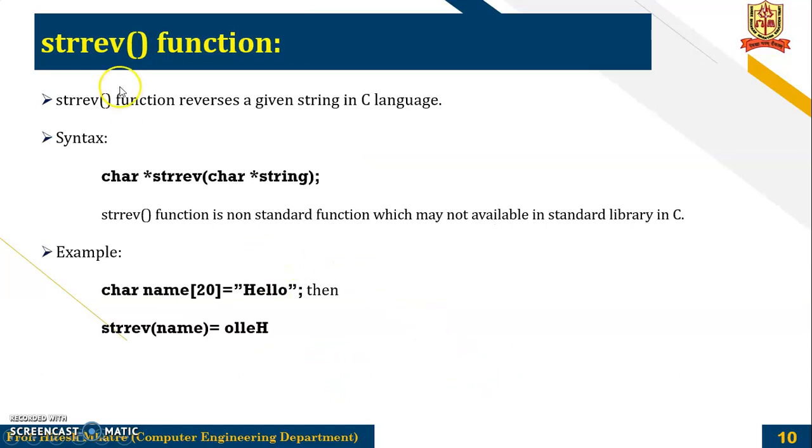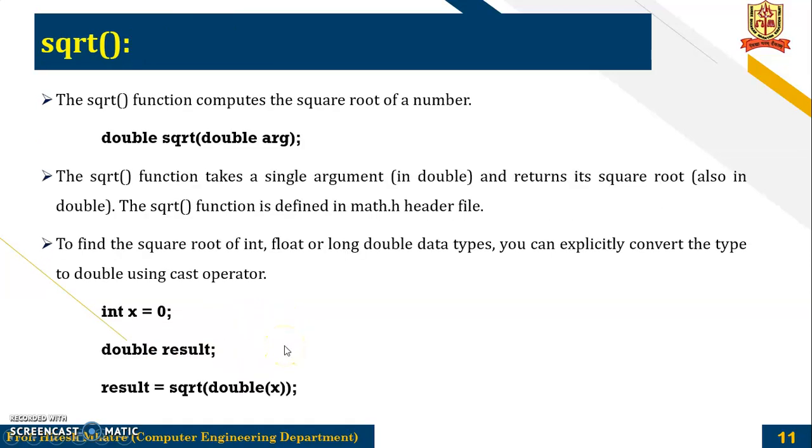Then string reverse. Now this function is used to reverse the string. Whatever string is provided, it will give you the reverse order of that string. So here, say char name, we have written hello, then strrev, that is reverse, and then name. It will return the string in reverse order. For all the above functions, you will be using string.h as the header file.